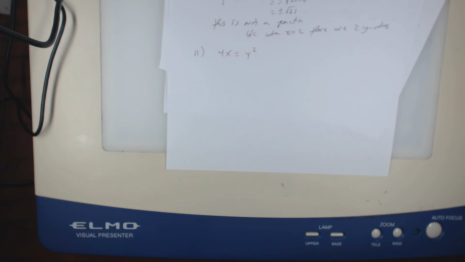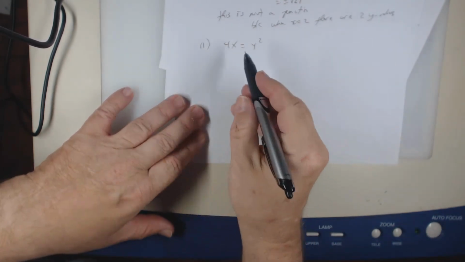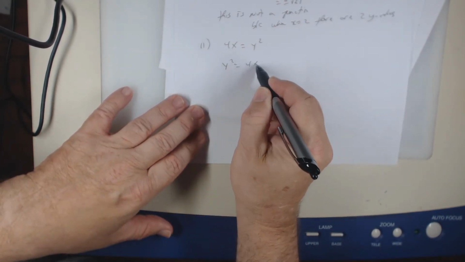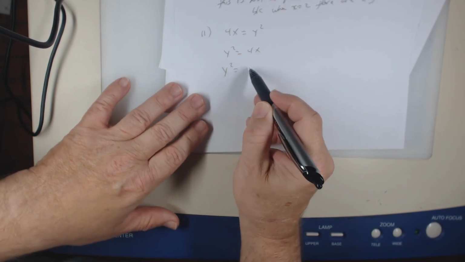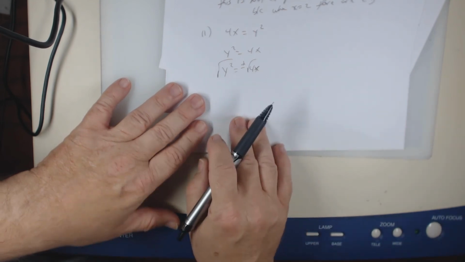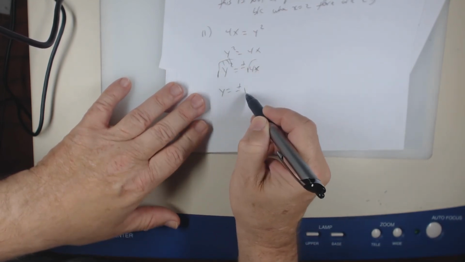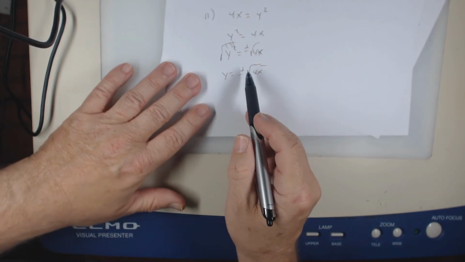So what do you want to do? Let's do this algebraically then. Get y by itself. Okay, y squared is already by itself. I'm going to go ahead and transpose the sides. So I'm going to say y squared equals 4x. What's the next step? Take the square root of both sides. What else do I need? Plus or minus. And then right away, you know what?